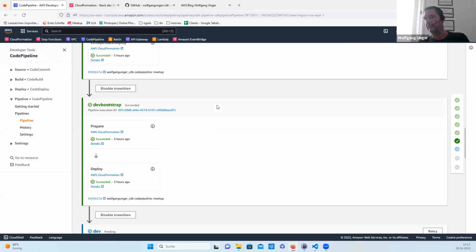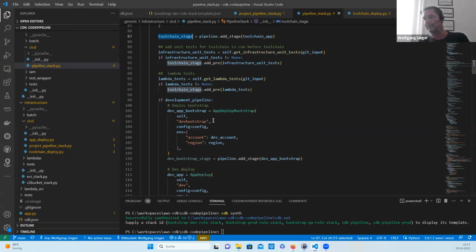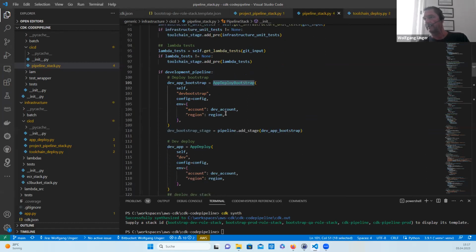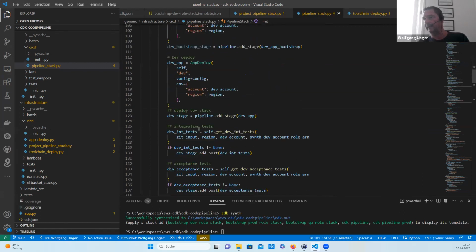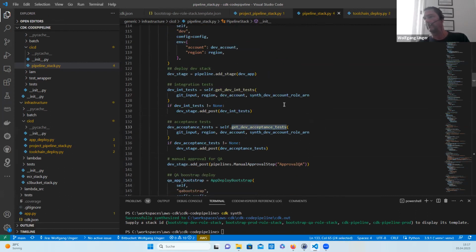And then we have the dev stage. And here again, I have different tests. I have acceptance tests and integration tests. And you can see this here is the deployment, the dev stage added. You can see it here. And again, here we have the chance to add integration tests, acceptance tests, or whatever we might think would be a good use case for our deployment here.